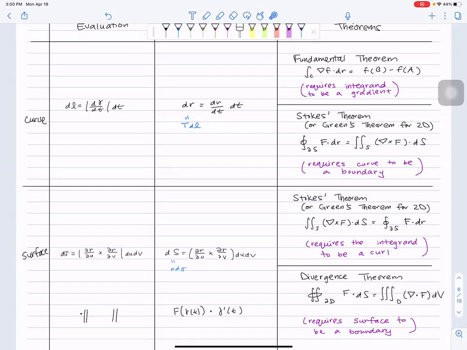Again, the dr on the right-hand side, what does that represent? R is your parameterization. So you'd have r of u, v equals something, something. And dr would be the derivative of that something, something.